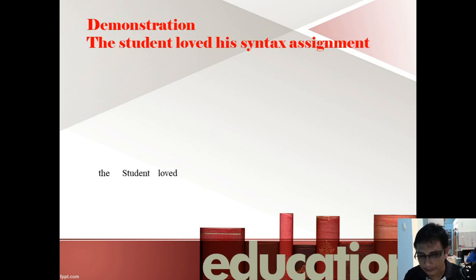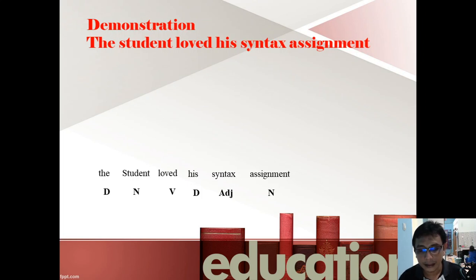I'm going to use the same sentence from my previous explanation. The student loved his syntax assignment. So the first thing that you need to do is to label. So we have to label the words, the as determiner, okay, and so on and so forth. Now we see that the two words, the student, constitute a larger constituency. So we have to group them together using trees and then label them as noun phrase because that's the phrase.